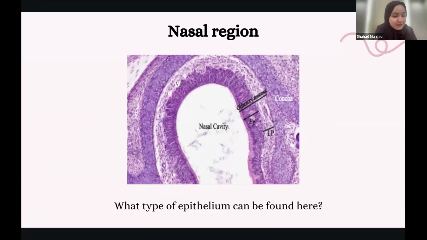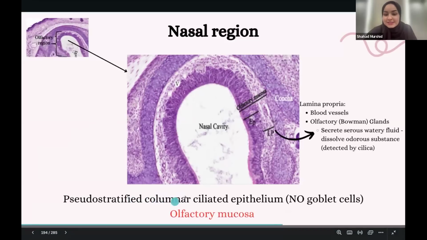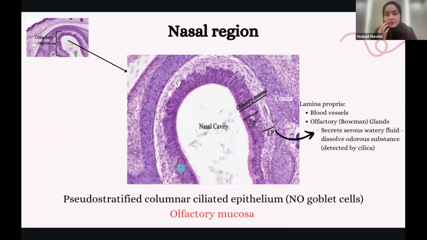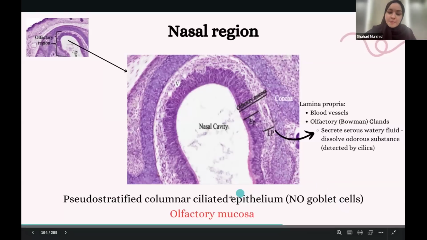Anyone know? Okay, it's fine. So it's pseudostratified, columnar, ciliated with no goblet cells. So everything is the same except it does not have goblet cells. Because when you think of it, the function of this, as we said earlier, is for odor detection. It doesn't really have to fight off infections or trap any foreign objects or anything. It's just for odor detection, so it doesn't need goblet cells.